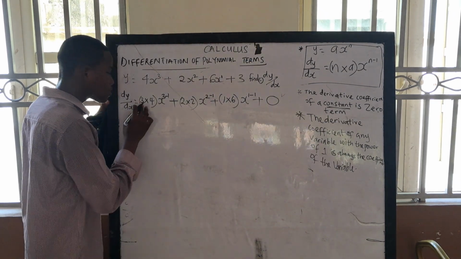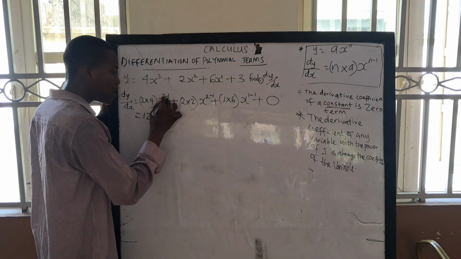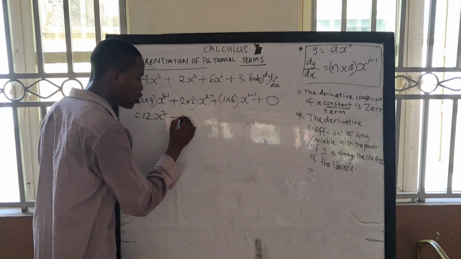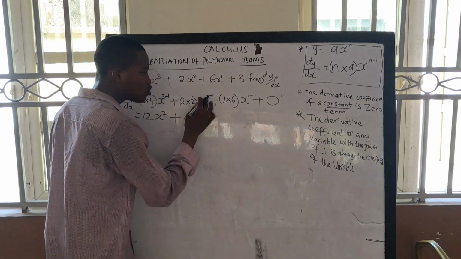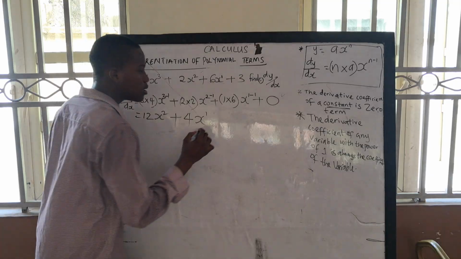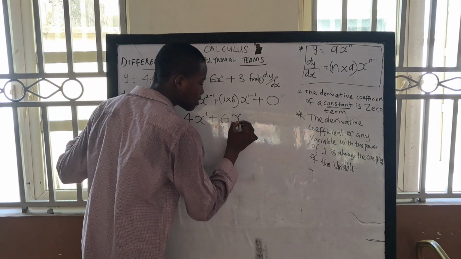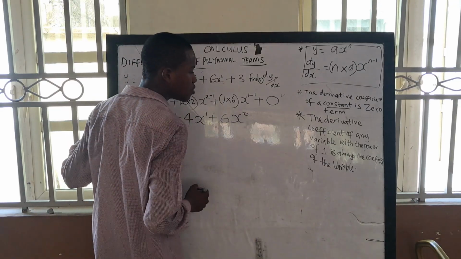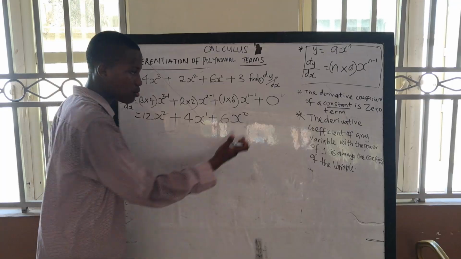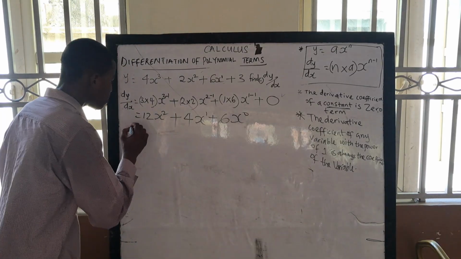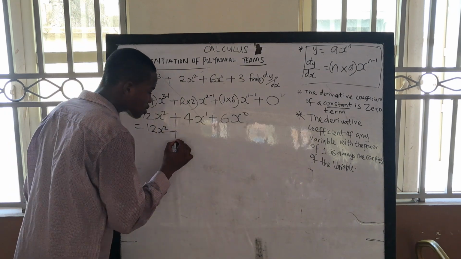0. So I'm having 3 times 4 is what? 12. X, 3 minus 1, 2. Plus 2 times 2 is what? 4. X, 2 minus 1 is what? 1. Plus 1 times 6 is what? 6. X, 1 minus 1 is what? 0. Plus 0, there's no need to write plus 0 now. There's no need to write it. So I'm having 12x squared plus 4.